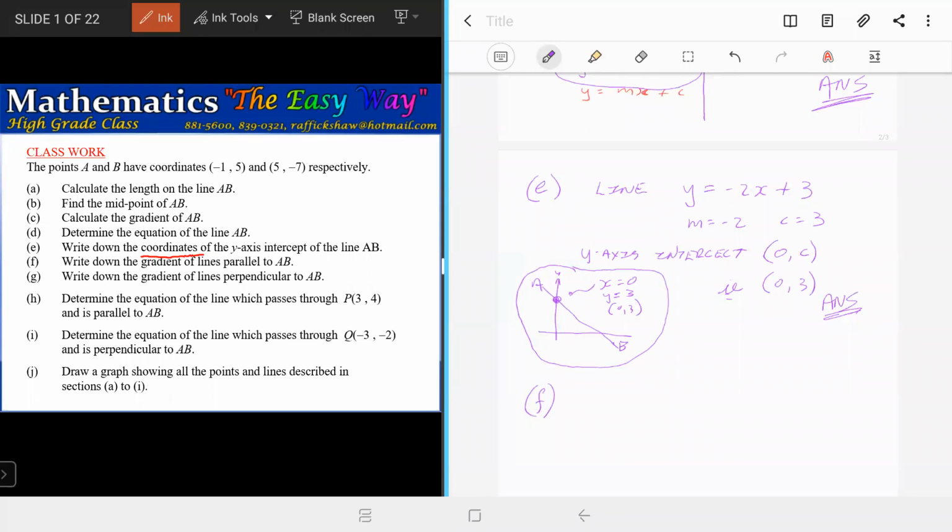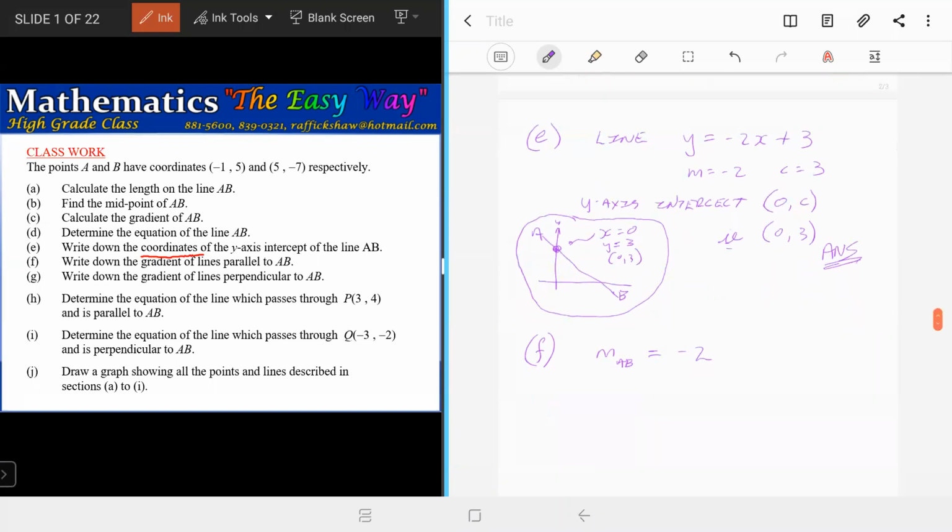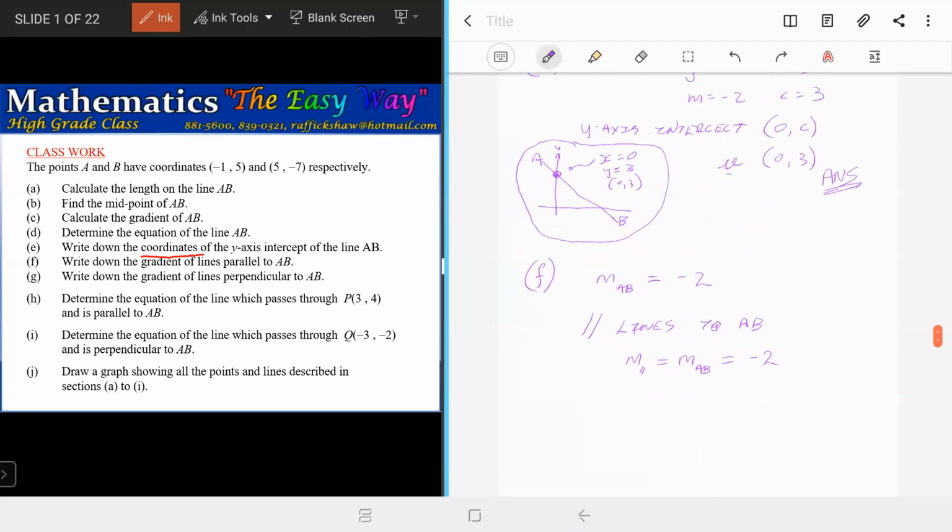Then we'll come to part F. Part F says we have to write down the gradient of lines parallel to AB. Just write down the gradient. See there, the gradient of AB is equal to negative 2. So parallel lines to AB have the same gradient. The gradient of those parallel lines, I'm putting those little dashes to mean parallel so I can differentiate, will be equal to the gradient of AB. Parallel lines have the same gradient, which is negative 2. So that's it. The parallel gradient to AB is negative 2. Done. Simple.